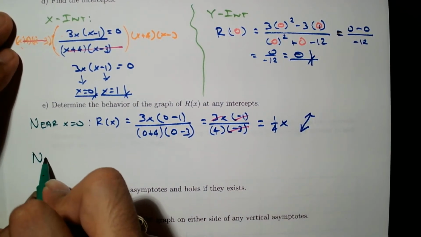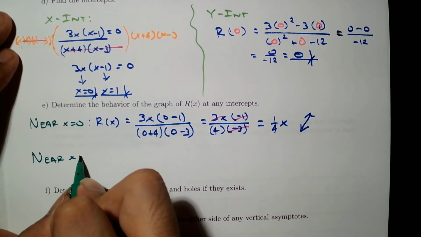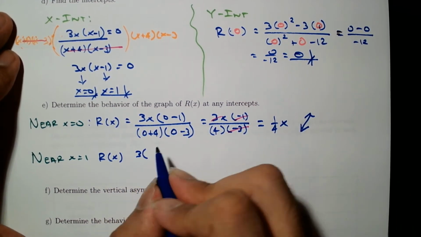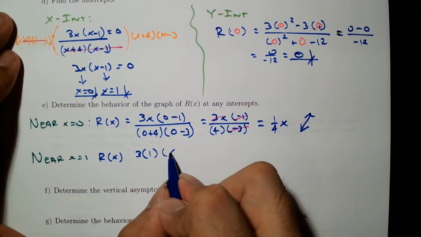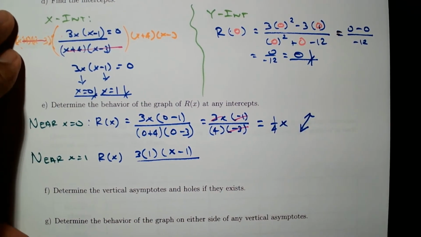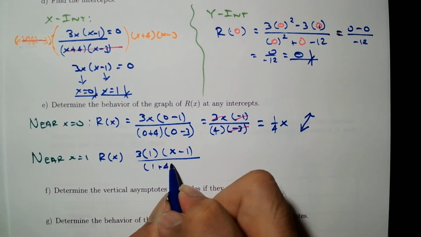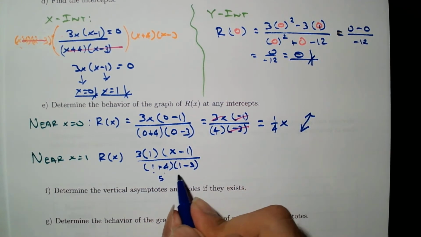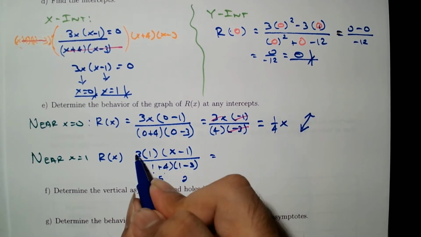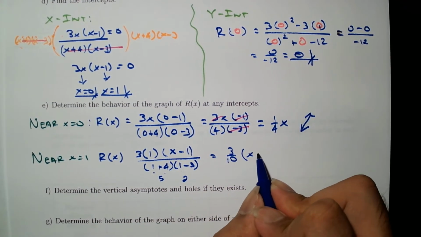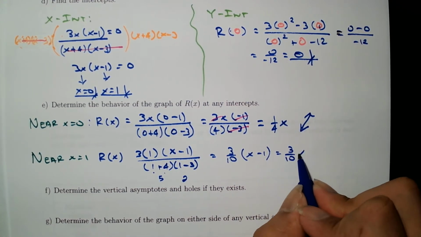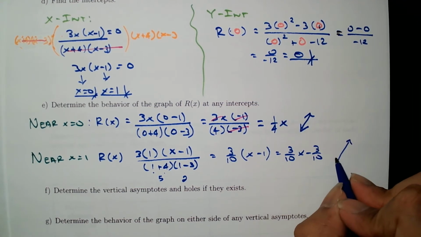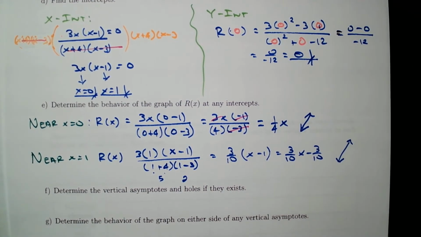Now near x equals 1, r of x will behave approximately like 3 times 1. In this case, we plug in 1 over here, but not here, because otherwise it makes it 0 and we don't get any information. So that's 1 plus 4, and that's 1 minus 3. 1 plus 4 is 5, 1 minus 3 is 2, 5 times 2 is 10, 3 over 10 times x minus 1, which is 3 over 10 x minus 3 over 10. That means, again, the behavior near x equals 1 will be that of a diagonal line going from negative to positive.